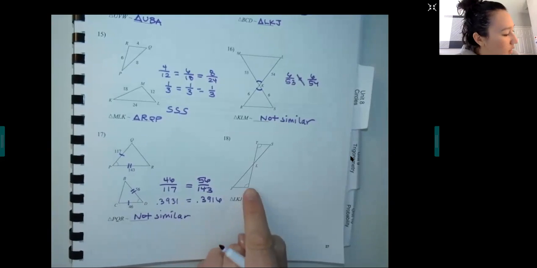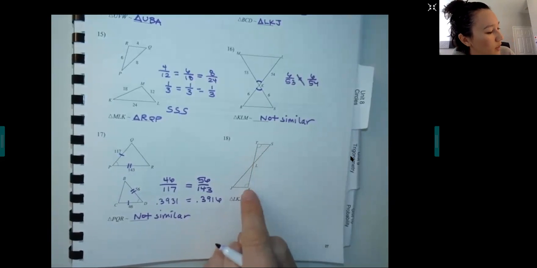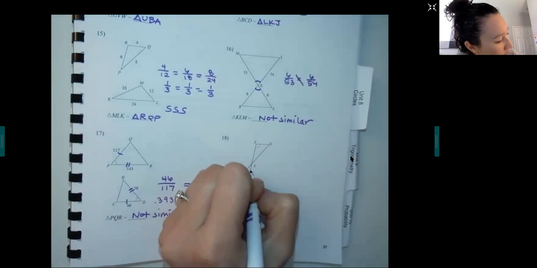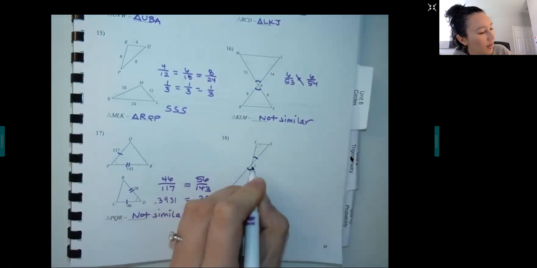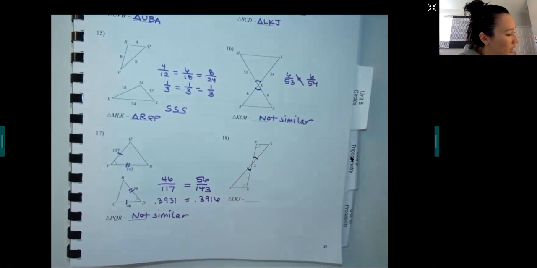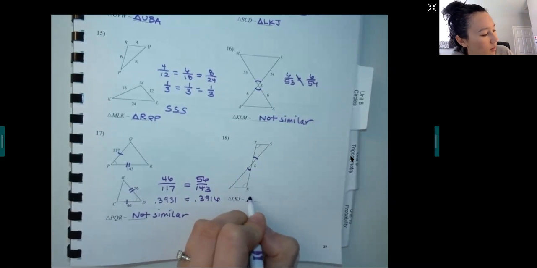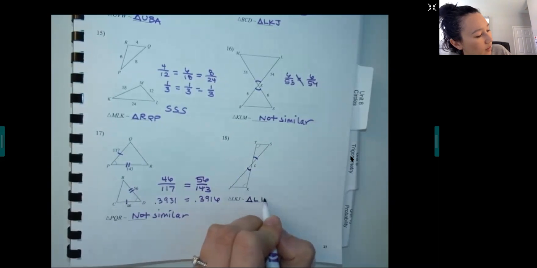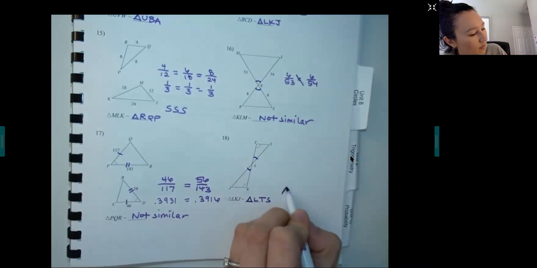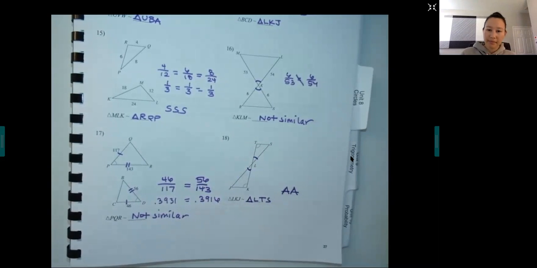Okay, and then number 18, they gave us these two angles. So we're looking to see if there's another angle that is congruent, and there is the angle L that they share. So triangle LKJ is similar to triangle LTS because of the angle-angle theorem.